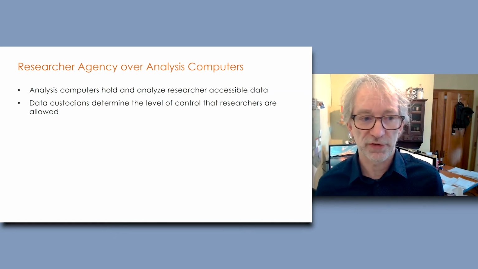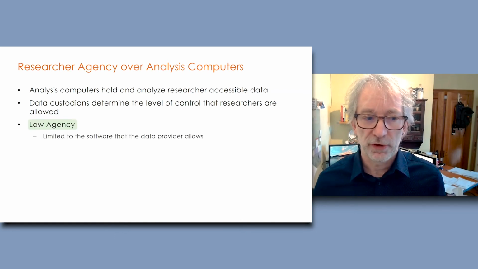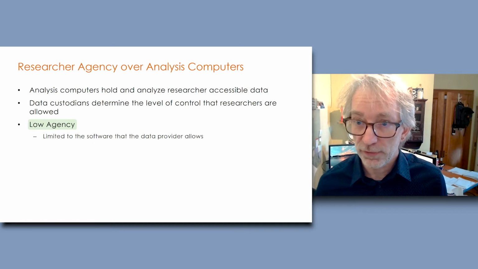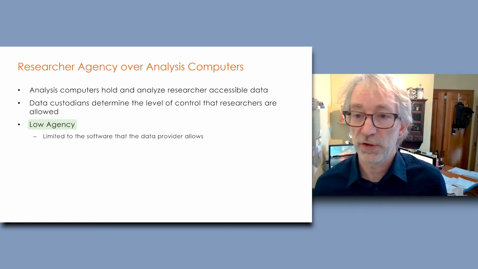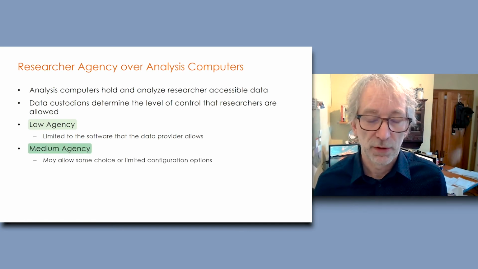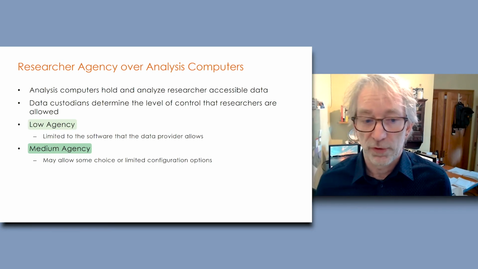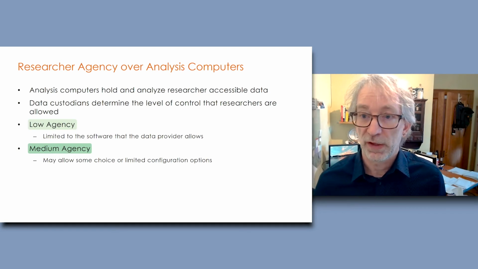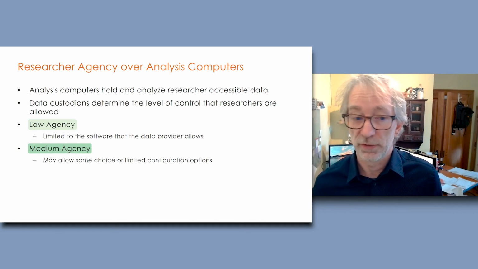So researcher agency. We can consider a system where the researcher has very low agency. They are limited to the software that the data provider allows. They have no influence on that software or on the features directly. There might be medium agency where the researcher might request that things can be changed on their behalf on the system, or that some configuration options are available.